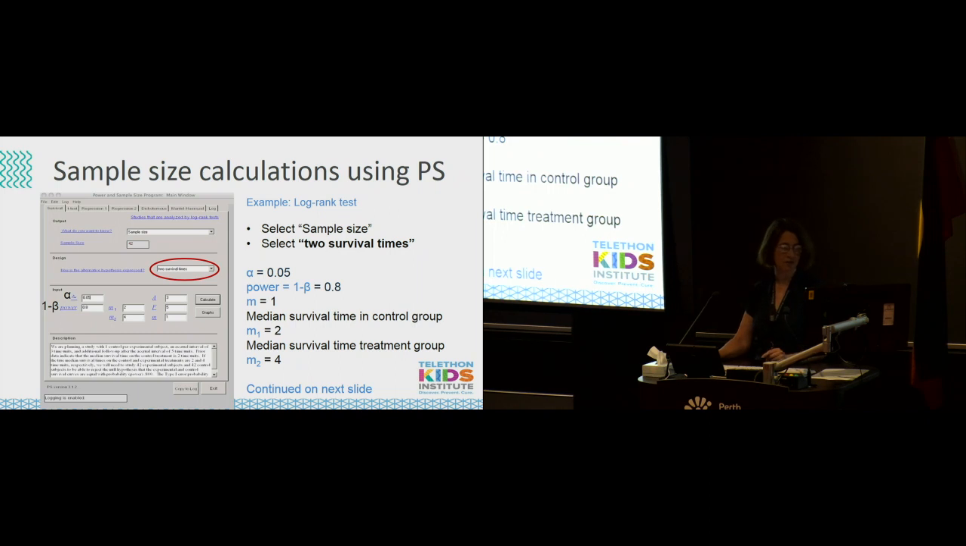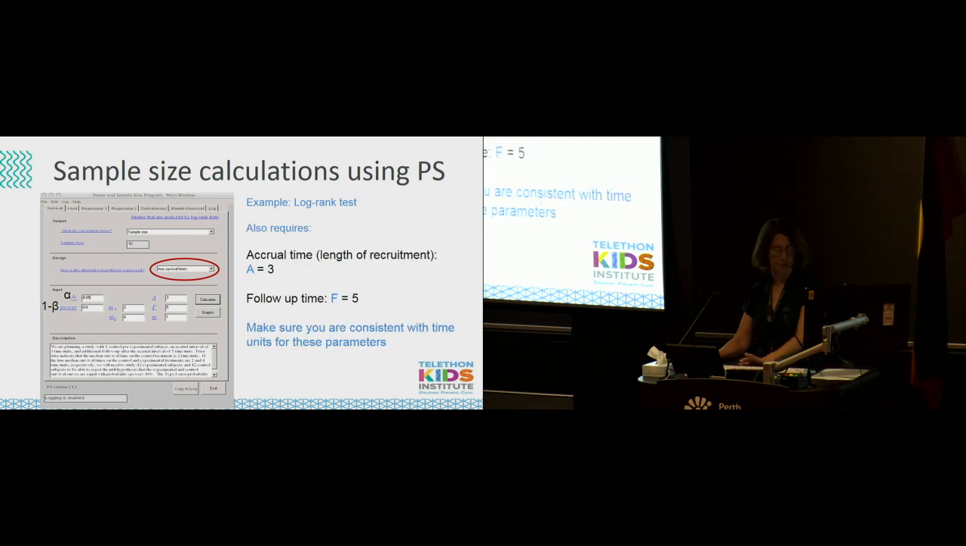So I'm looking for the difference between a median survival time of 2 years compared to a median survival time of 4 years. And then the additional information you need is the accrual time, so that's the length of recruitment. So we're going to recruit patients over 3 years, and the follow-up time as well. And in this case, we're going to do an additional 5 years beyond that. And then you just hit calculate.